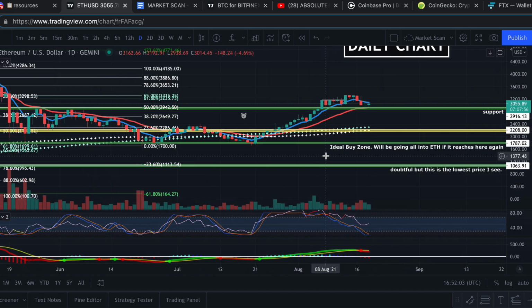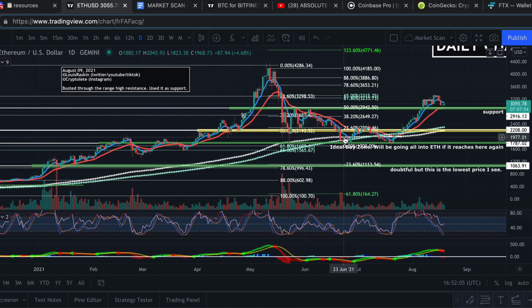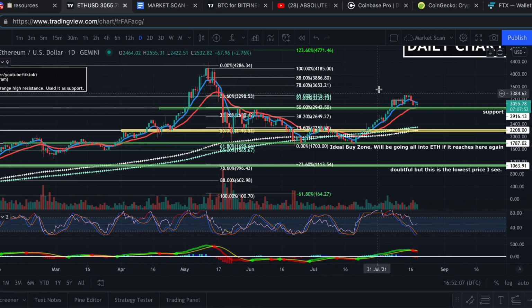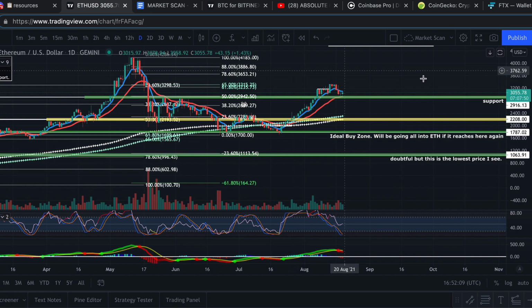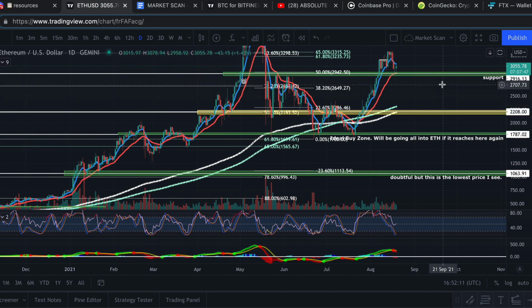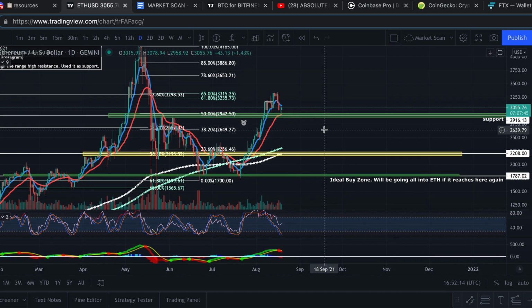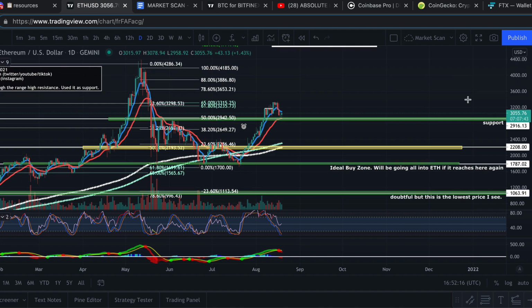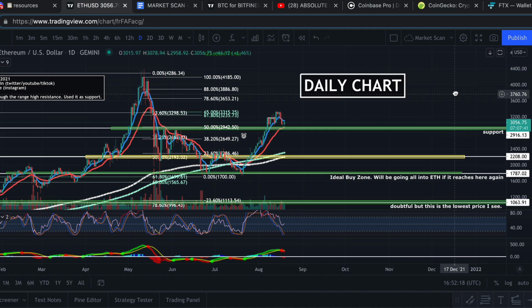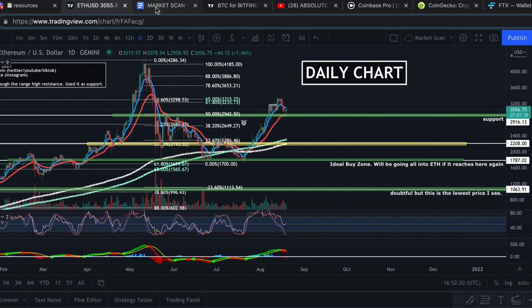So yeah, it's literally the same thing, just on the daily chart, you know. So let me just put that information in here and put it in my market scan.